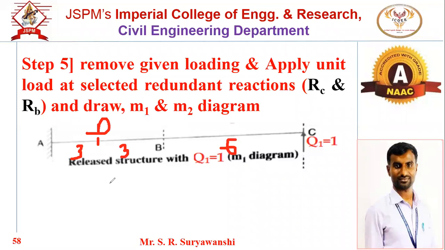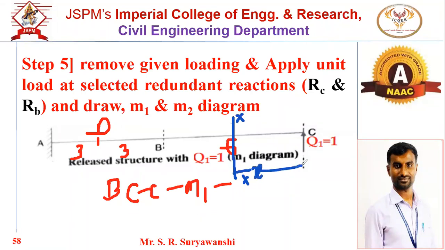Now, the first zone is what? BC zone. Origin is what? C point is the origin. And what we want is the M1 bending moment equation. What is the standard procedure? Take the section in between the zone. What is the zone? BC zone. Take the section, so this is the section XX. The horizontal distance x is the distance from the section line to the origin. What is the origin? C point is the origin for the BC zone.